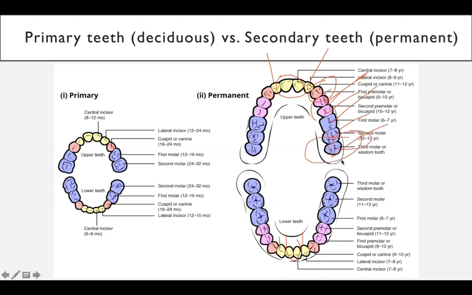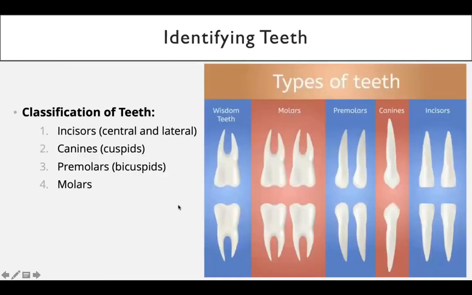You don't come early, we know that. You come in the teenage 20s, right? We remember. Okay, very easy to remember. So incisors, canine, premolars, and molars.